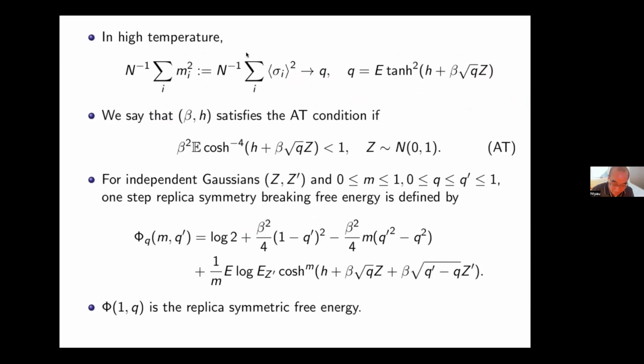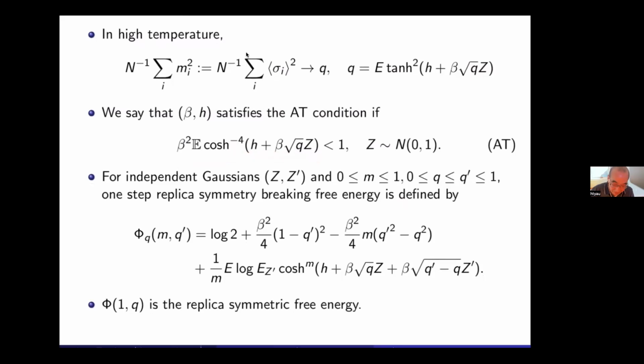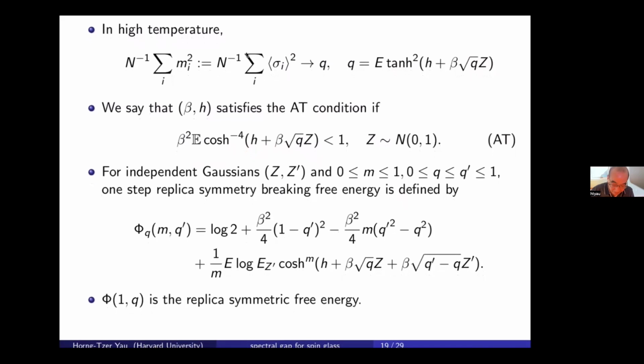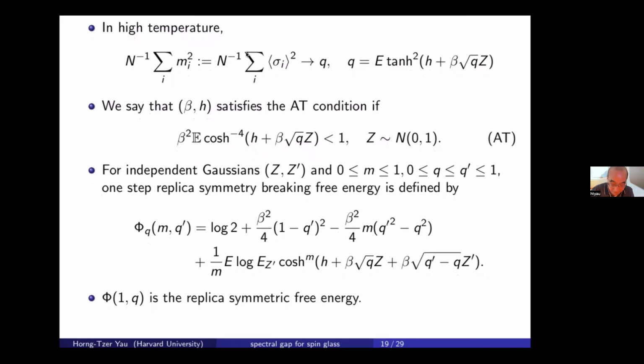And then the AT condition means this Cauchy mass for this one is less than 1. Now, if you've never seen this AT condition before, it's hard to imagine why the equation looks like that. Let me explain a little bit what happened. There's another condition slightly stronger than the AT condition, which I call the AT1 condition.